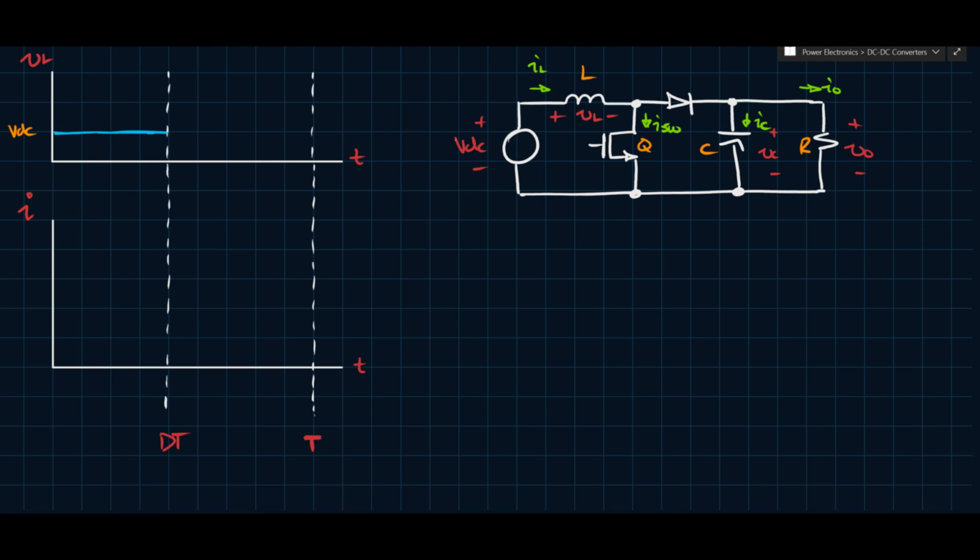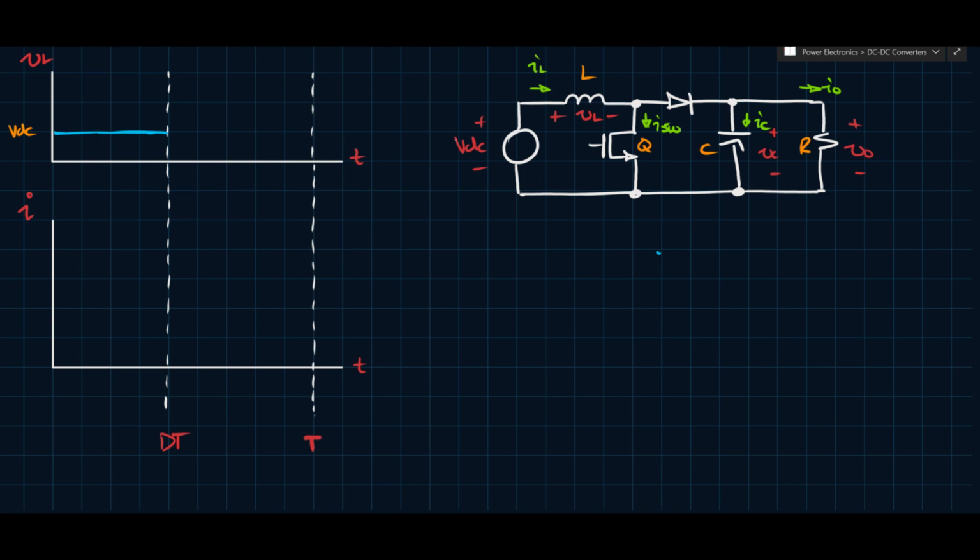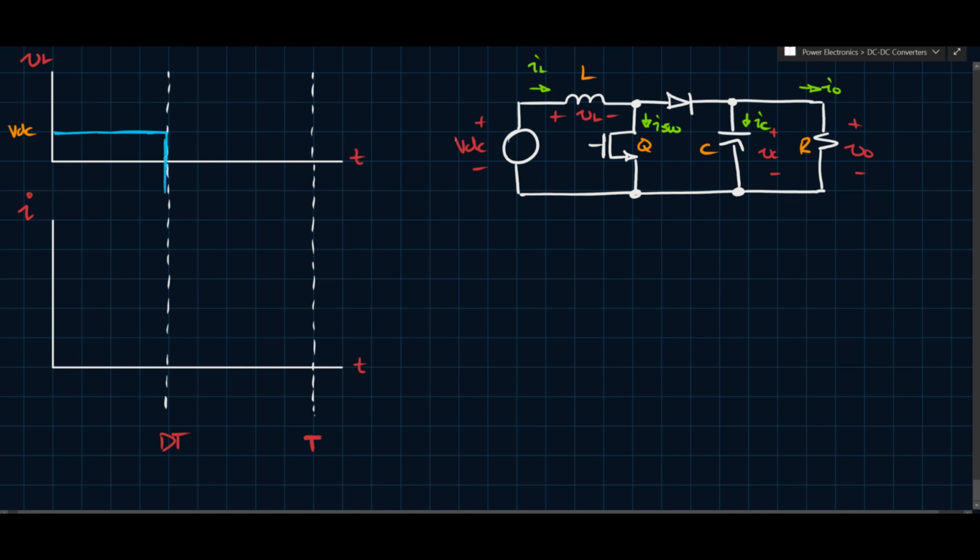And then when the switch is turned off, the diode is forced to turn on, and then we see that the voltage across the inductor will be VDC minus VO, right? VDC minus VO will actually give you a negative value, since VO is larger than VDC in this case, because this is a boost converter. So the waveform looks something like this, is the point. So this is going to be VDC minus VO. Okay, and that's that point.